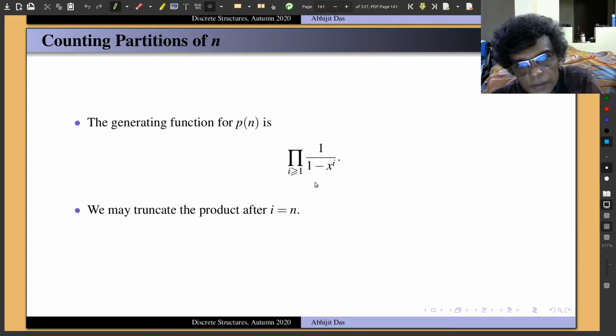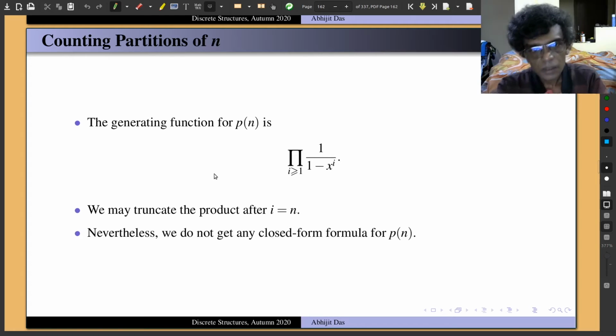Of course, if you are interested in the partitions of n, we do not require these factors for i greater than n. Despite that, the formula does not simplify much to give us something like a closed form expression of P of n. So, this does not help actually. We still do not get any closed form formula for P of n. But at least we can see that this is the generating function of P of n. That's not, I would say, a bad achievement. At least I can use this for counting P of n for given values of n, like 100 maybe. So that's not too bad.